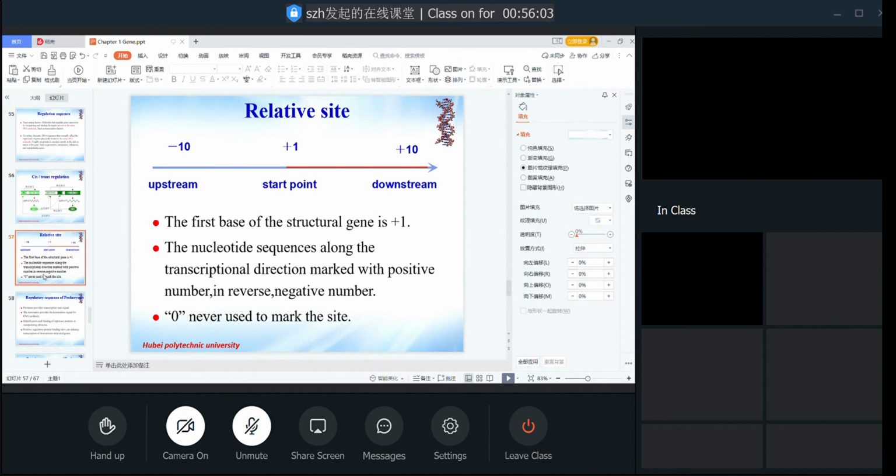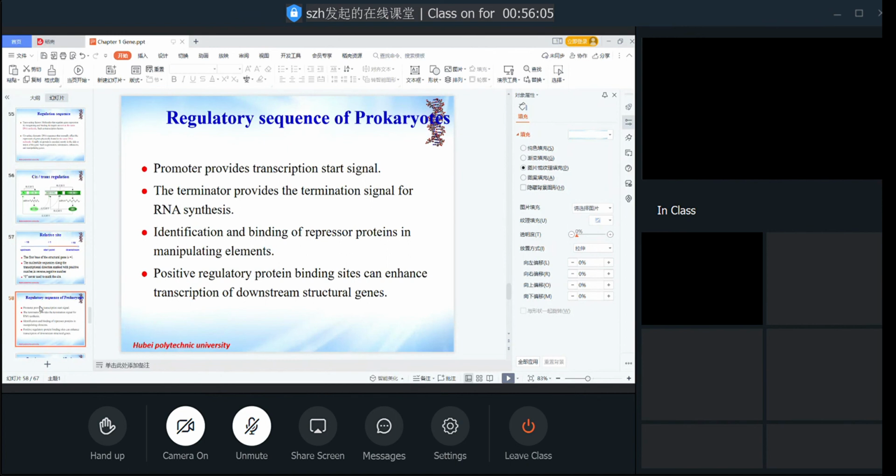Okay, and in other words you can see the regulatory sequence of the organisms. So here for the eukaryotic organisms and the prokaryotic organisms, you can see different regulatory sequences. In the prokaryotic organisms, you can see here the promoter, oriented to transcription.